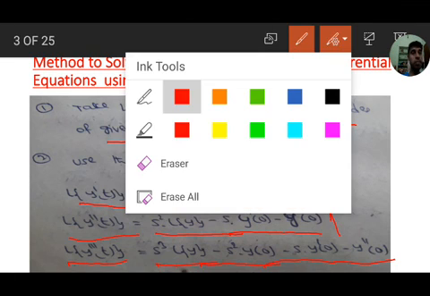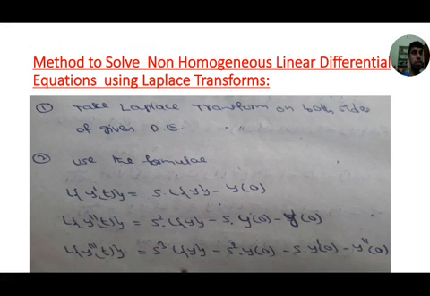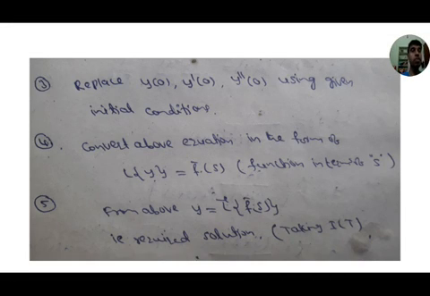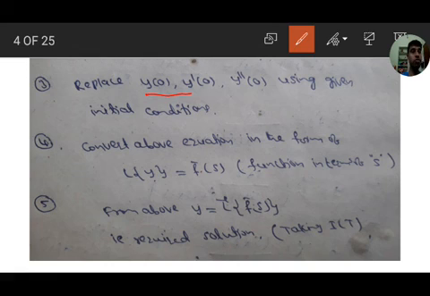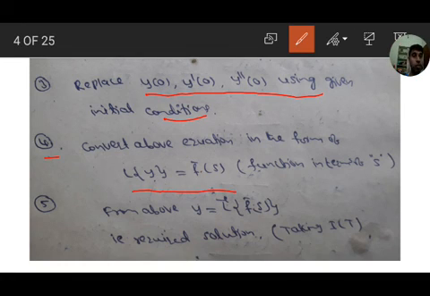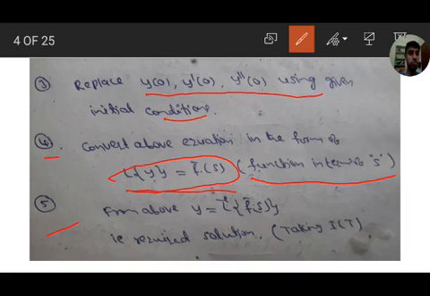Then third step, initial value conditions. We have to replace y of 0, y dash of 0, y double dash of 0 using the given initial conditions. In the problem the conditions are given, so substitute these values. Next, after substituting, fourth step, convert the given equation into the form L of y equal to f bar of s, that is, a function in terms of s. Next, from L of y equal to f bar s, we get y equal to L inverse of f bar s, that is the required solution.